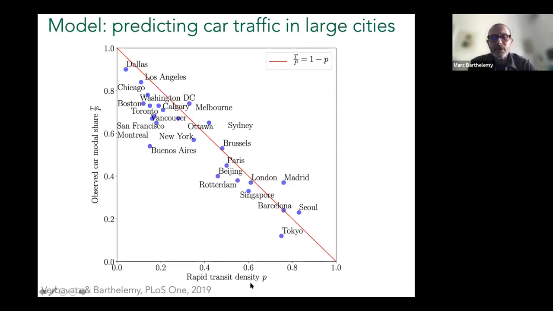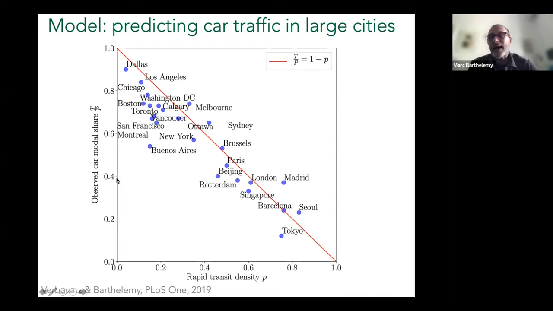And let's test this data. And here, this is what we found. Here, this is the rapid transit, the subway density P. And this is the share, the fraction of people taking their car. And the red line is not a fit, it's the prediction of this simple model. And you see that for a super simple model, with no adjustable parameter, we have an excellent prediction. For example, look at London. In London, there is something like 60% of individuals who have access to a subway station.